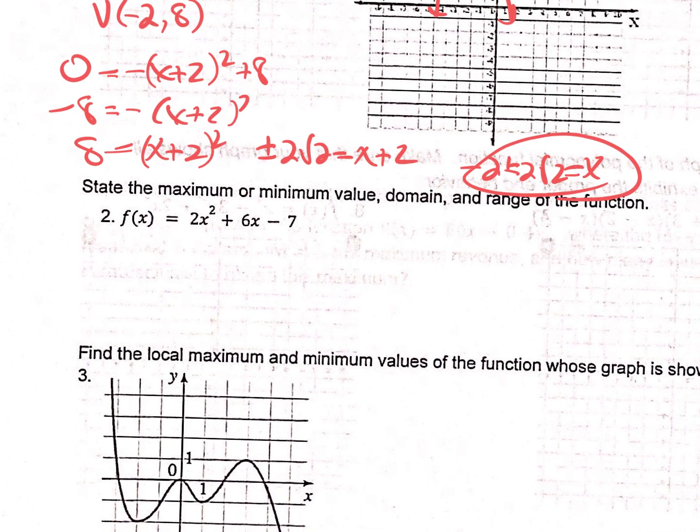Number 2 says find the max, min, domain, and range. All of that is involved with the vertex. So I'm going to do what I did on the last problem. I'm going to find the vertex. I'm going to factor out a 2. Gives me x squared plus 3x.